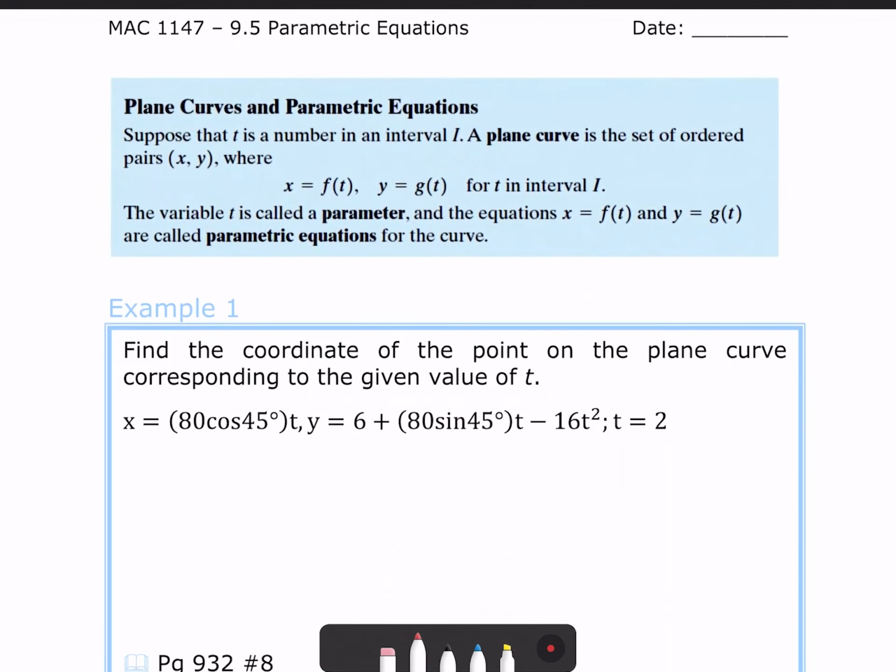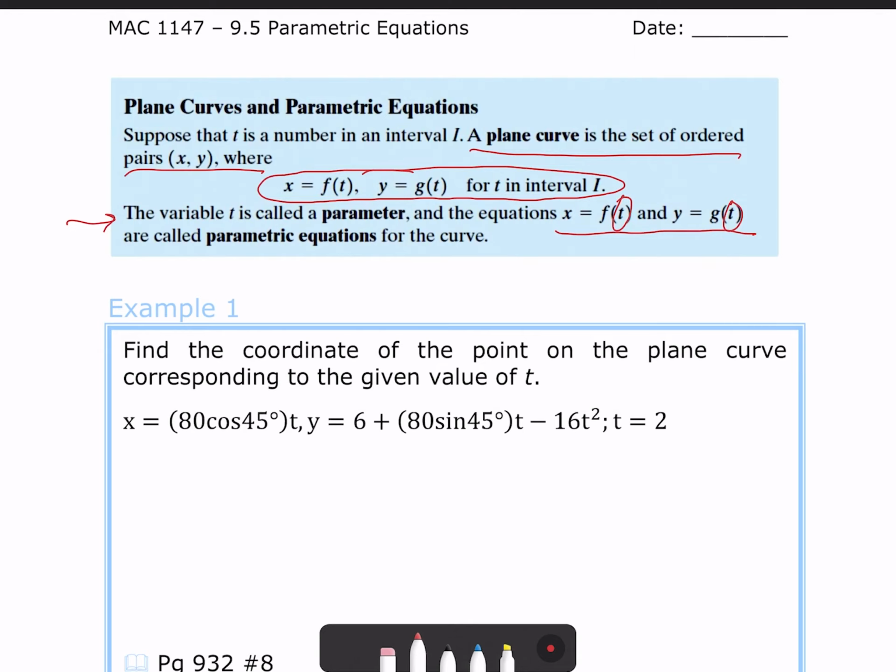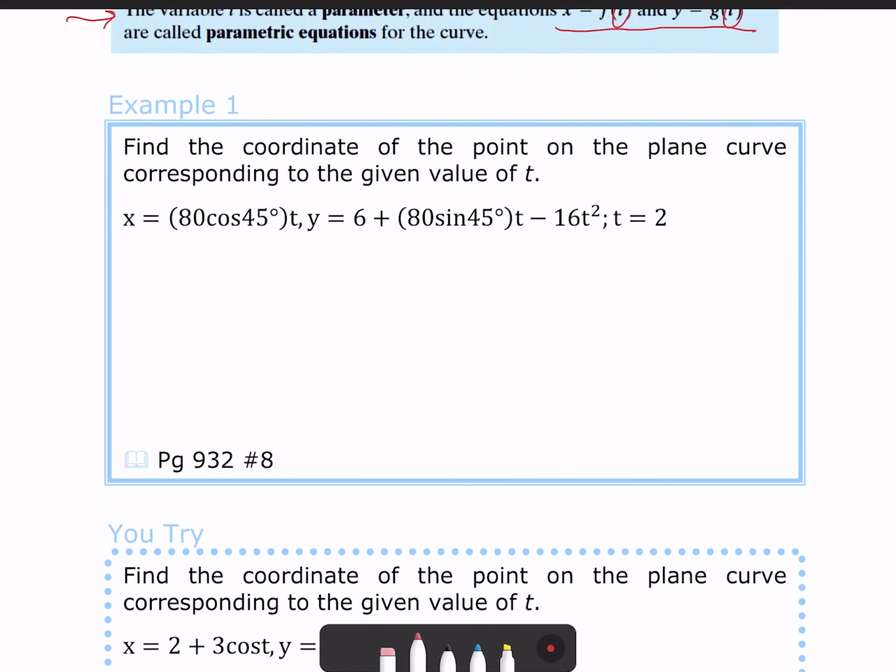And we'll see in the blue box on the next page that a plane curve is a set of ordered pairs where the x and y coordinates on that curve are generated by taking a t value and moving it through an interval, which here is being called I. We see here that the variable t is called the parameter, and the equations x equals and y equals, which are both in terms of t, are called parametric equations. And those are helping us generate the curve.